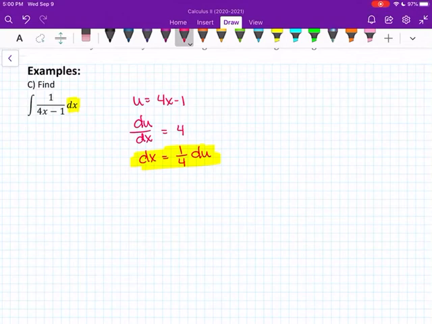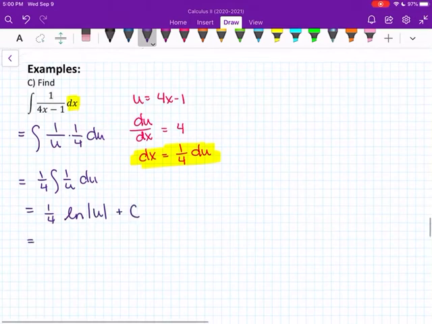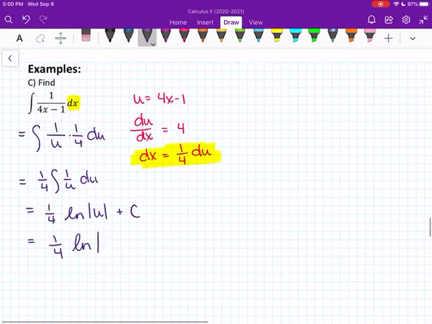So now my integral, let me use a different color, is 1 over u, and then the dx is 1/4 du. So now everything is in terms of u. So I have 1/4 times the integral of 1 over u du. So then I get 1/4 times the natural log of the absolute value of u. And don't forget your plus c. And so then I can go back and substitute in my value of u. So my final answer is 1/4 times the natural log of the absolute value of 4x minus 1 plus c.